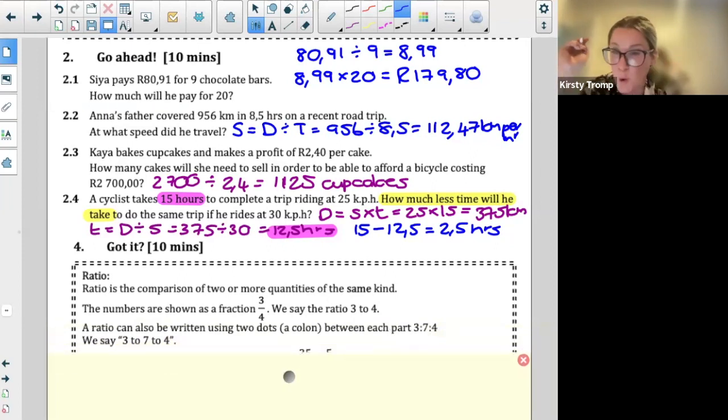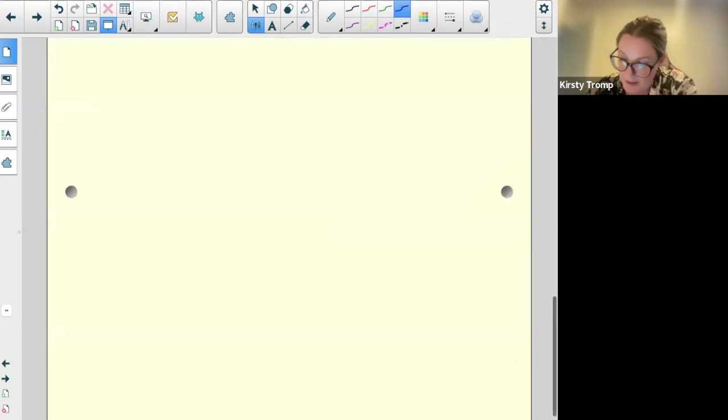A ratio can also be written using 2 dots, so a colon between each part: 3:7:4. We say 3:7:4. Okay, so if we had 3 parts to a ratio, we would have it in that way.